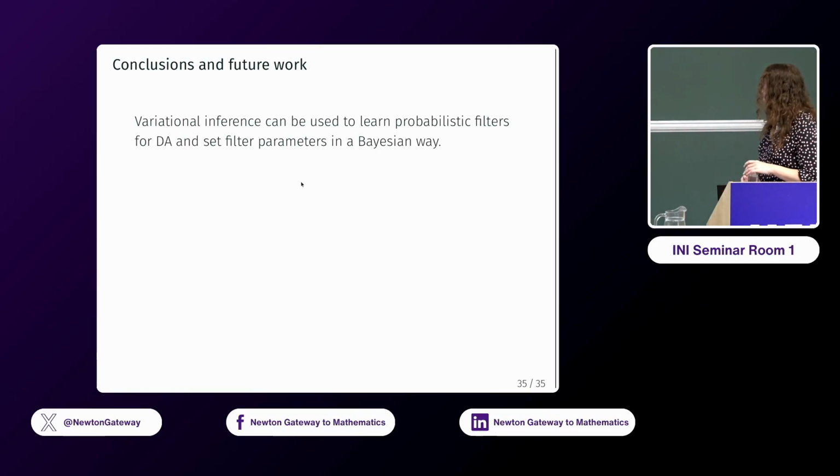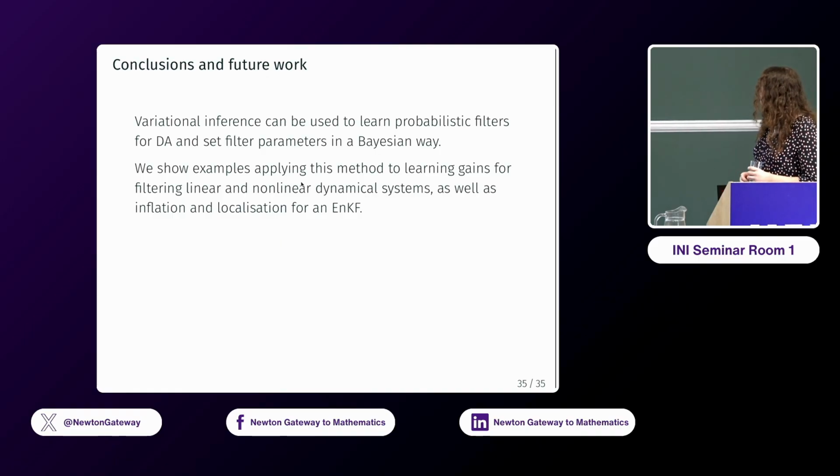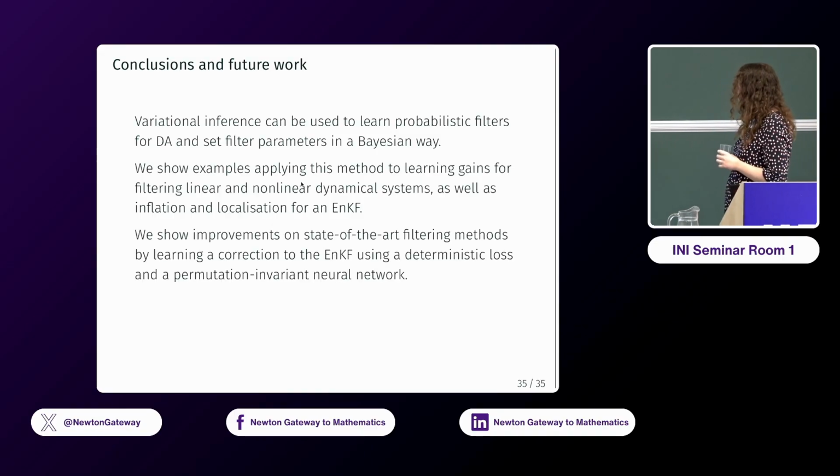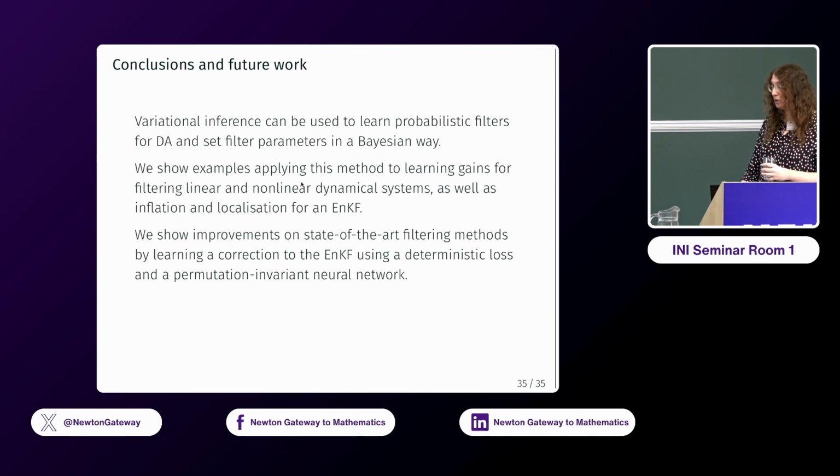Okay, so just to conclude, we can use variational inference to learn probabilistic filters for data assimilation, as well as setting tuning parameters, and do this in a Bayesian way. We showed examples of applying this method to learning gains for filtering linear and nonlinear dynamical systems, as well as inflation and localization parameters in an ensemble Kalman filter. Then I showed some results using a deterministic loss function and showed that we can improve on state-of-the-art filtering methods by learning a correction to the ensemble Kalman filter using a permutation invariant neural network.